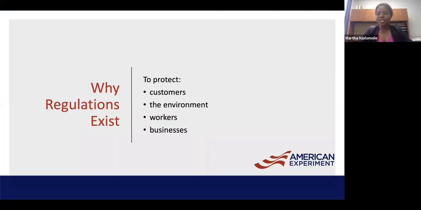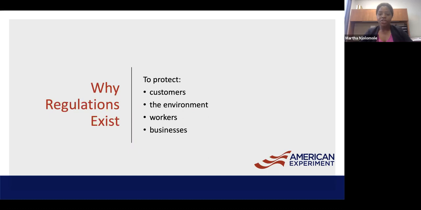Not to say that all regulations are bad. Regulations are there basically to protect us. Regulations are intended to protect customers, the environment, workers, and businesses, just to mention a few. Examples of regulations that protect customers could be advertising regulation, just anything that prevents deceitful advertising, packaging standards, just anything that prevents businesses from taking advantage of customers in any way.